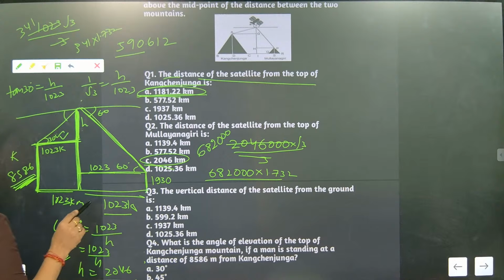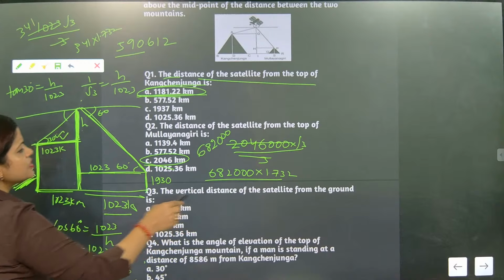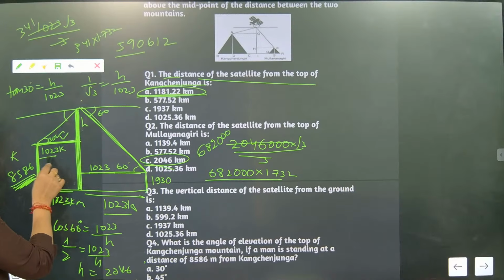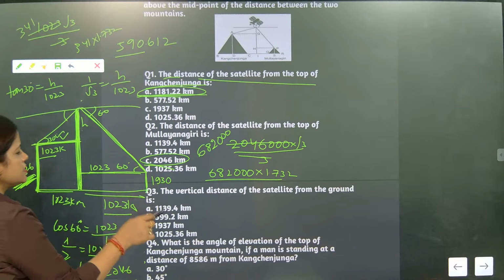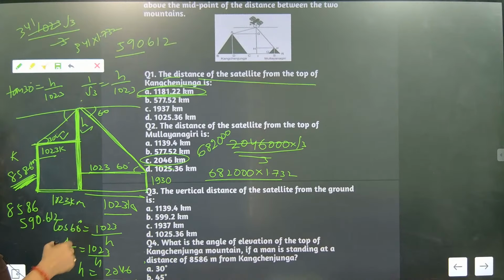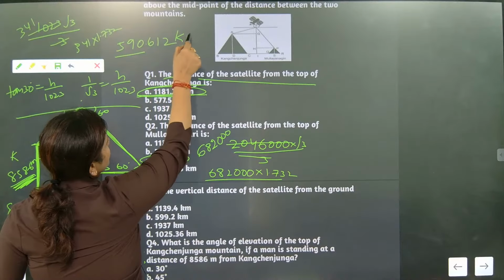Because they told that 590, the vertical distance of the satellite from the ground, because this total distance will come, na? Here it is how much? 8586. And then it is coming as the vertical distance. In kilometer the answer will come 8586, and then how much it is? 590.12. This is kilometer, na? So that means this is also coming in kilometer.